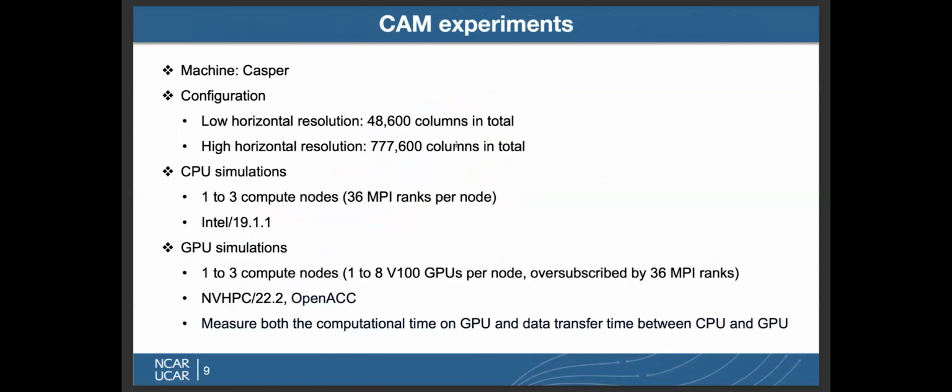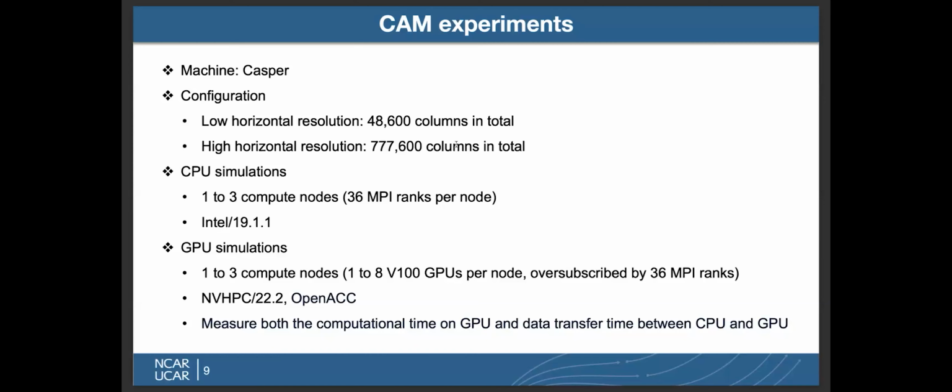So that's the performance we observe from the kernel version. We then go ahead to the practical CAM simulations, where we only run PUMAS on GPU, but all the others on CPU. Here we will test 2 resolution configurations. One is low resolution, which refers to about 50,000 columns in total. And for the high resolution simulation, we have like 777,000 columns in total. For the CPU simulation, we still use the Intel compiler.